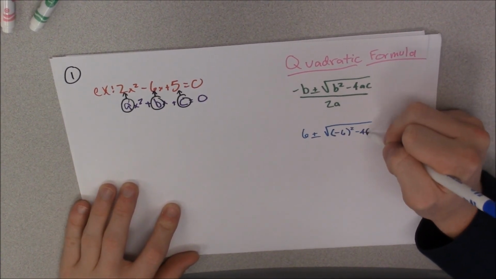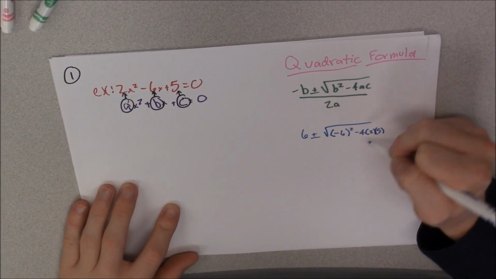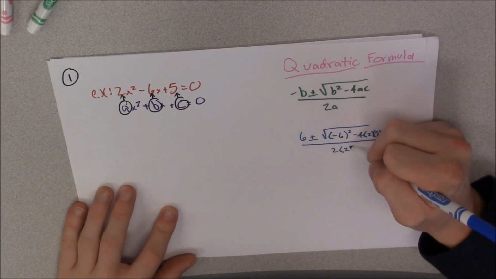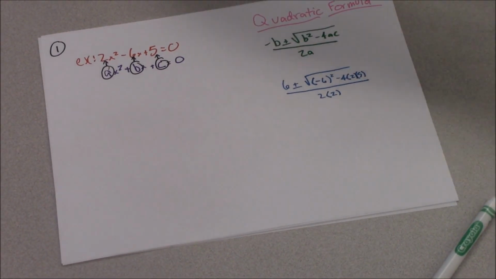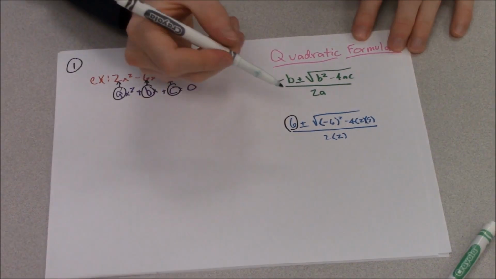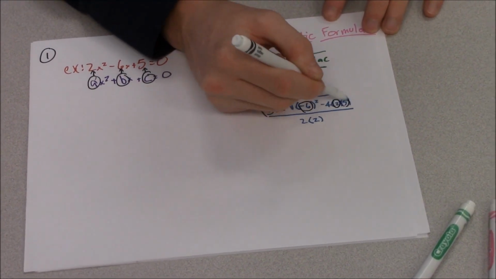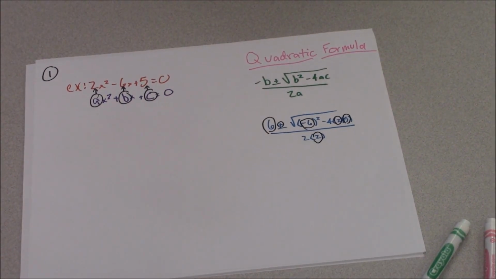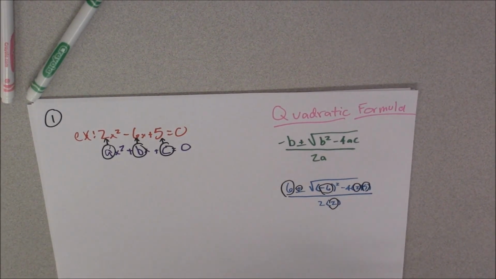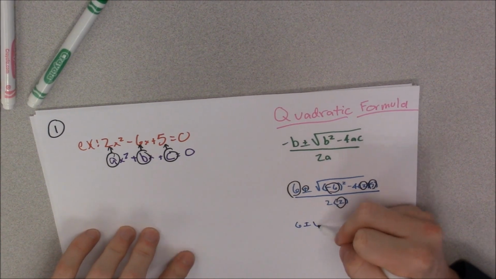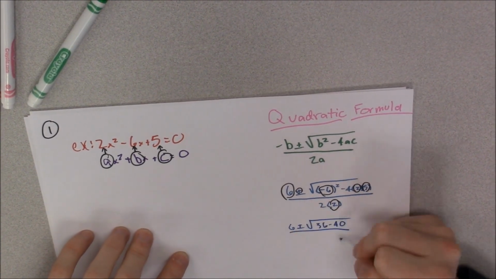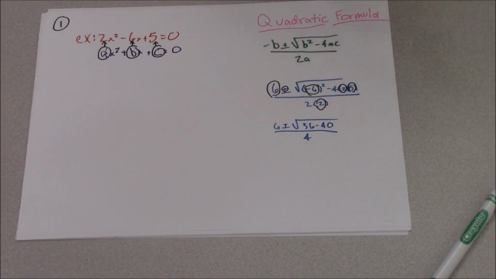Alright, so we'll plug it in as 6 plus or minus the square root of negative 6 squared minus 4 times 2 times 5 all over 2 times 2. Alright, so 6 would be your b, negative 6 would also be your b because the negative turns into a positive, and then a and b and c all get plugged in.